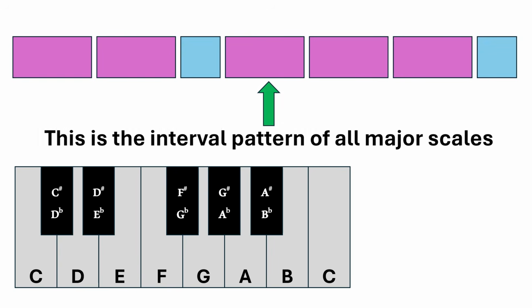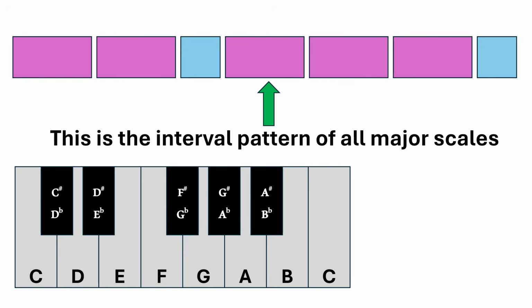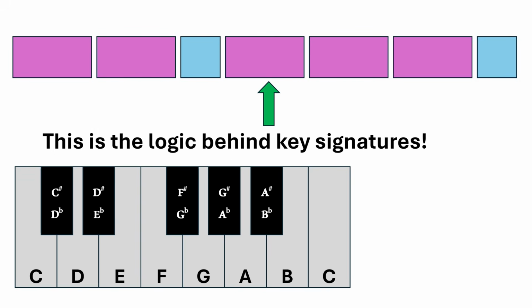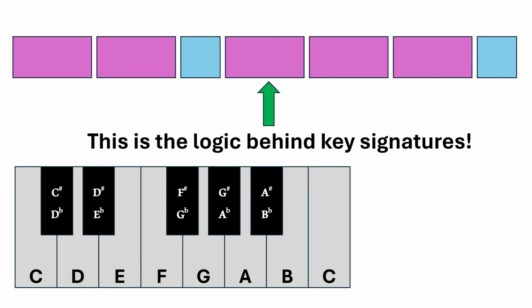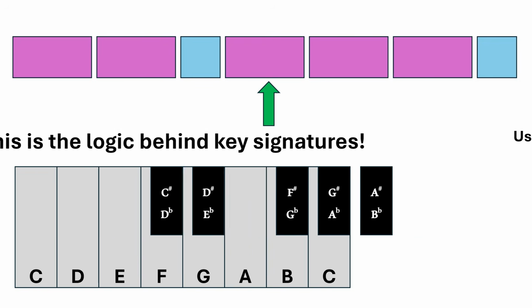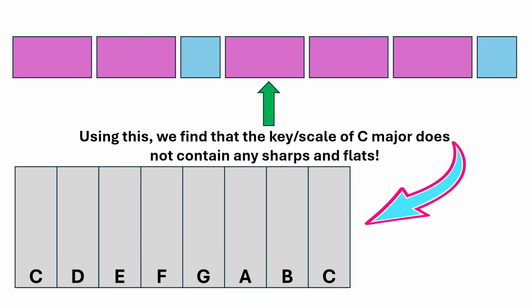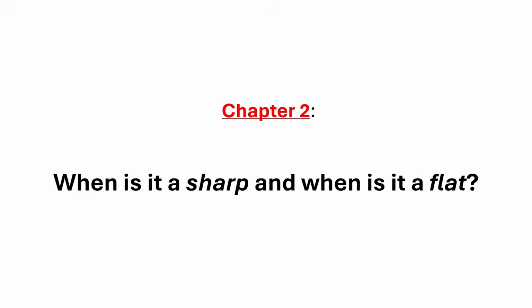Here you can see the tone, tone, semitone, tone, tone, tone, semitone pattern of all major scales. This is the logic behind finding any key signature or major scale. Using this, we have discovered that the key or scale of C major does not contain any sharps or flats. We will continue to use this logical system as we move on to Chapters 2, 3 and 4. So on to Chapter 2. When is it a sharp and when is it a flat?